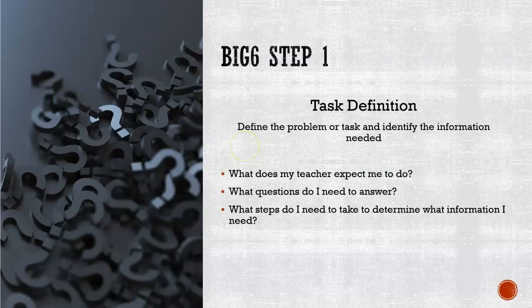All right, let's talk about each of the steps. The first step is task definition. This is where you're going to define the problem or task and identify the information needed. Some of the questions that you can ask yourself are, what does my teacher expect me to do? What questions do I need to answer? And what steps do I need to take to determine what information I need?